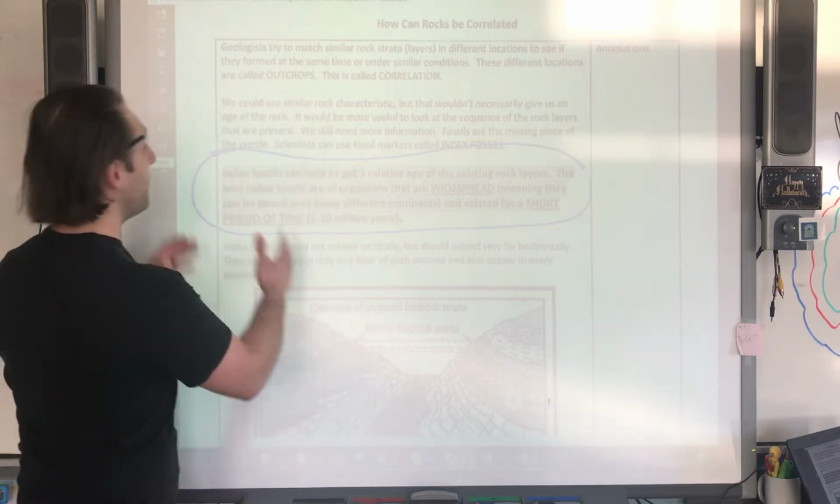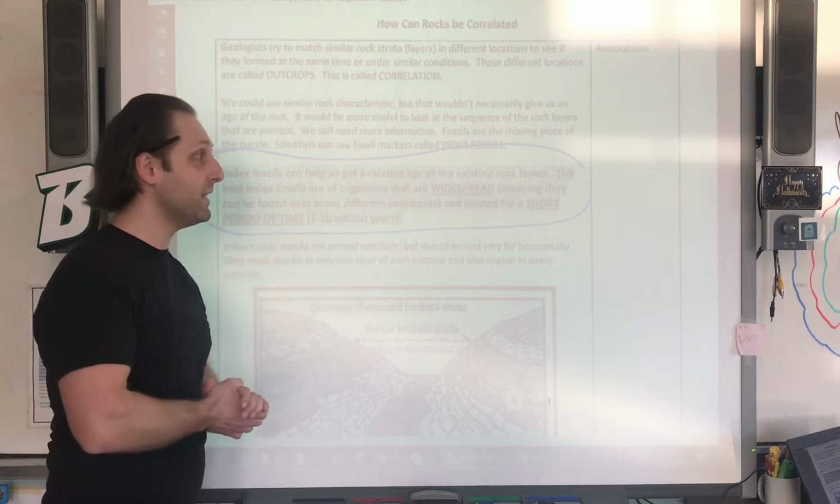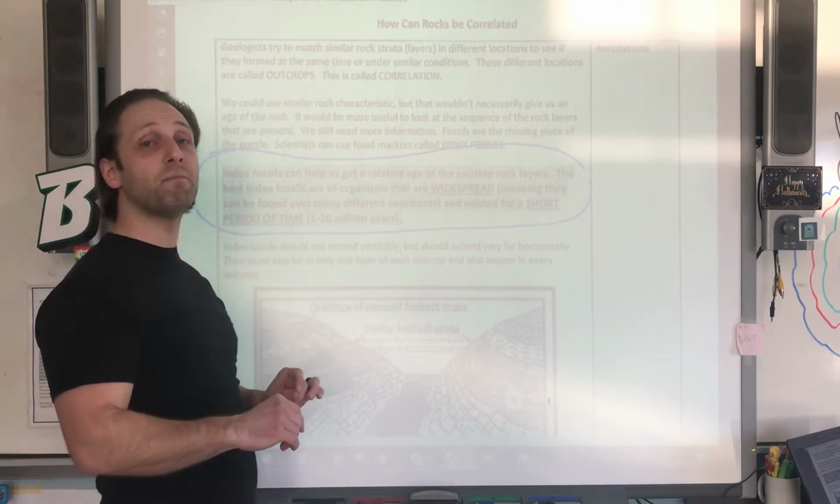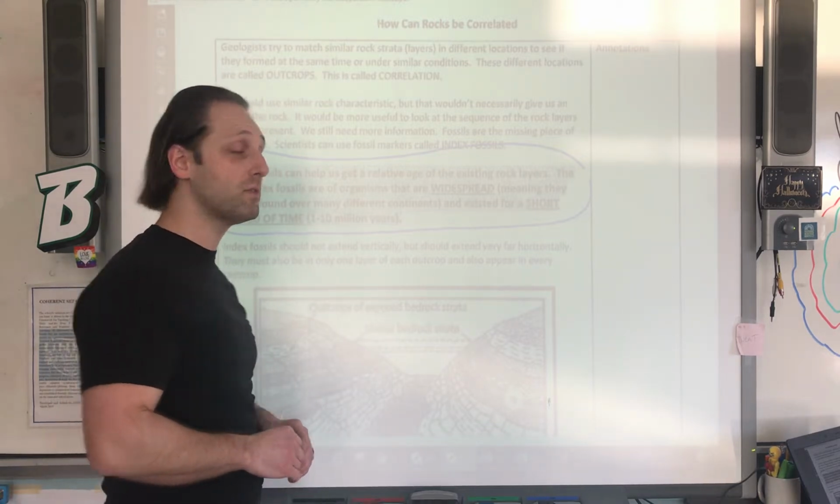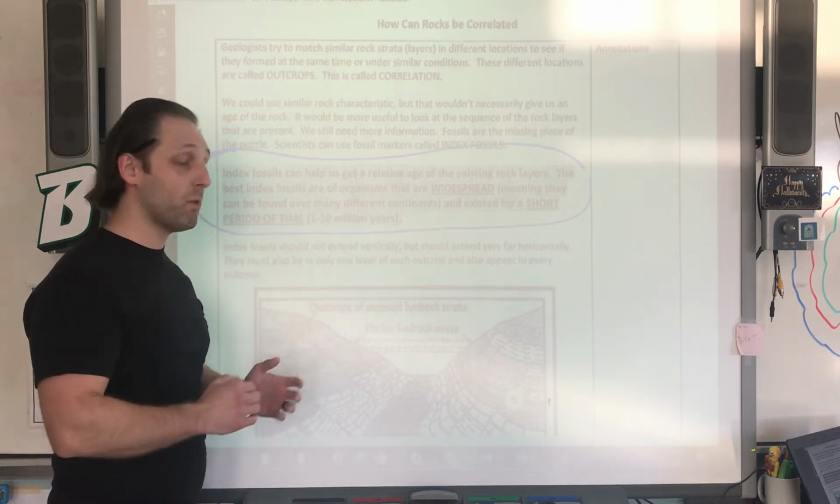Okay, so what I'd like to point out first and foremost, beyond the fact that we're just going to be correlating, is that we're going to be using very special fossils I introduced you to in the last lesson. At the bottom of page 8 and 9, they were called index fossils. I didn't define what those were yet because we didn't need to. At this point we do.